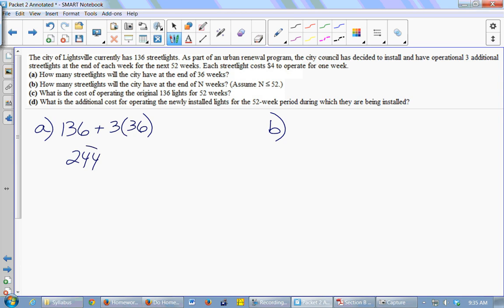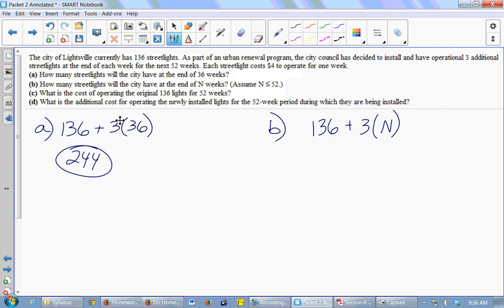244, right? Okay. And then B, how many streetlights will the city have after N weeks? Well, it will have 136 plus 3 per week for N weeks. So that would be our explicit formula.